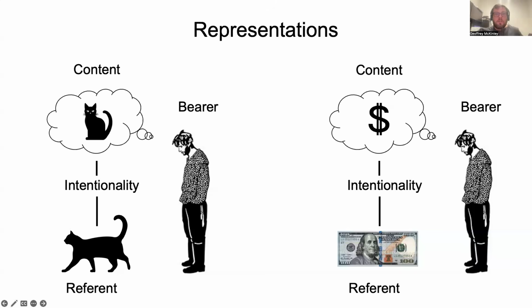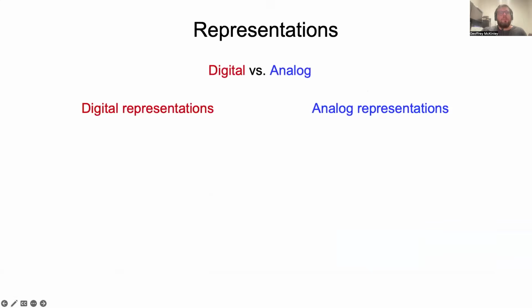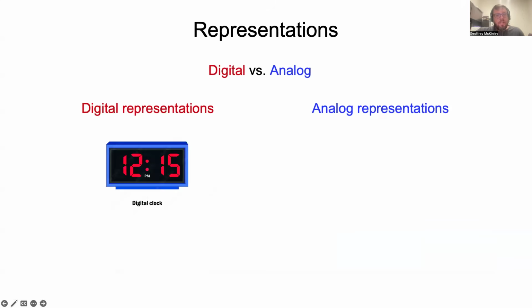Okay, so now we're going to talk a little bit about different types of representations in another way. The main distinctions that distinguish different types of representations: we can think of digital and analog representations. For example, a digital clock represents numbers. Digital representations represent information in a discrete fashion with finite units. So a clock, if it's digital, is representing distinct numbers.